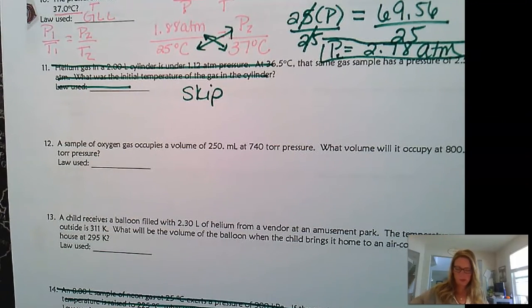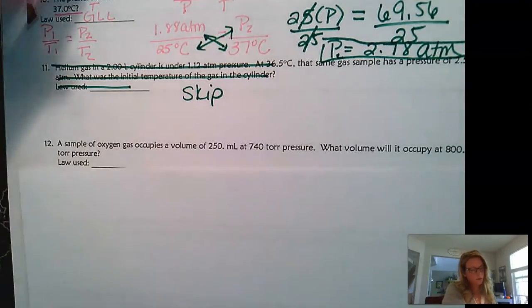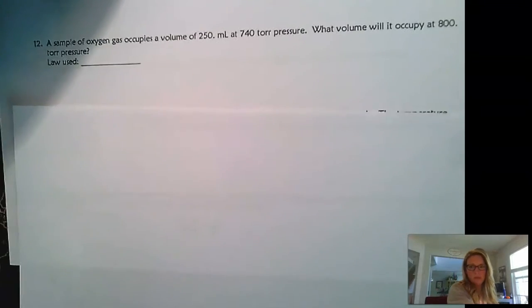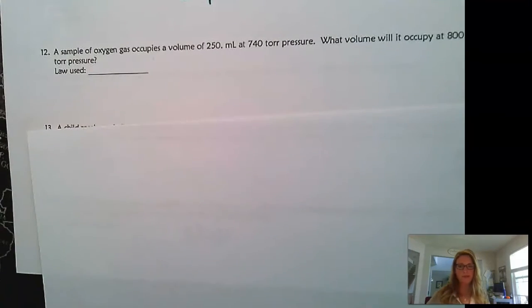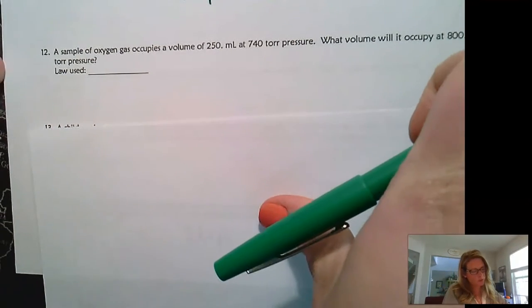So I'm going to put an extra sheet of paper there because I write too big. Now let's look at number 12 on here, and let's figure out what kind of a problem number 12 is going to be for us. It says a sample of oxygen gas occupies a volume of 250 milliliters at 740 torrs of pressure. What volume will it occupy at 800 torrs of pressure?